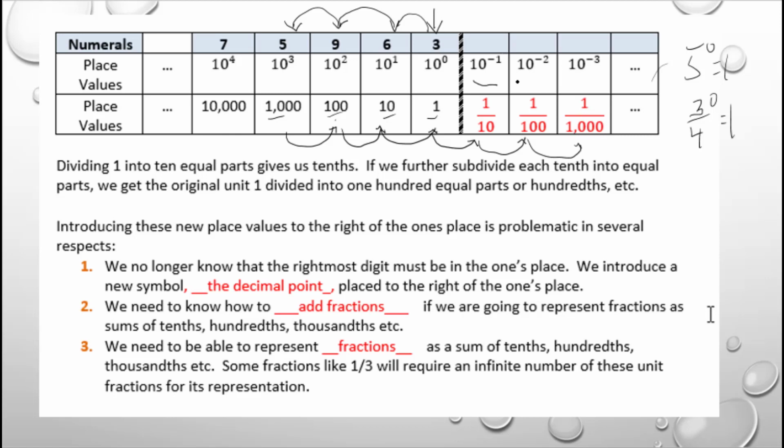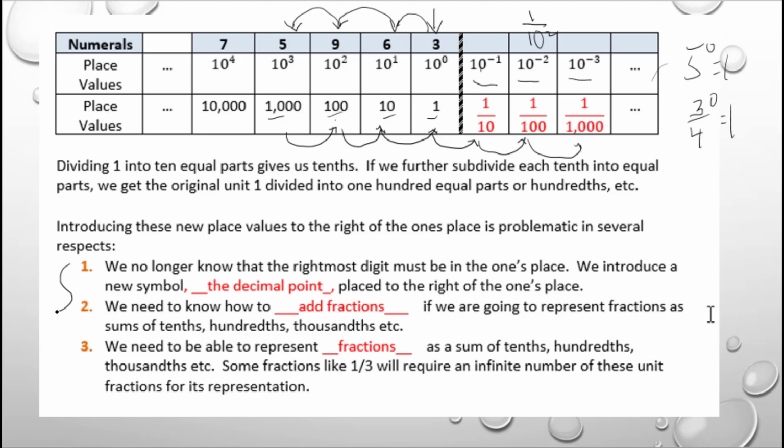Notice the notation in exponential form. 10 to the negative 1 means take 1 divided by 10. 10 to the negative 2 means take 1 and divide it by 10 squared, which is 100. So that gives us our tenths, hundredths, and thousandths, our decimals.